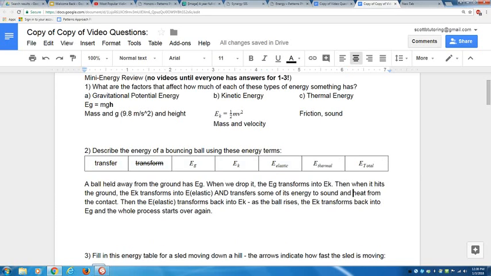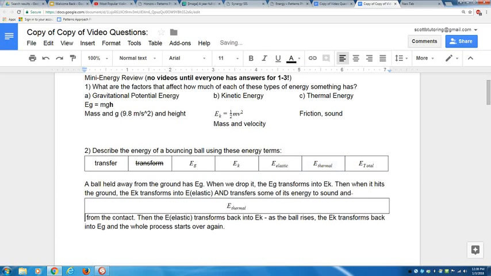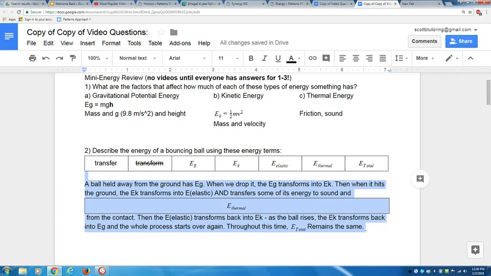So I'm going to change this heat into sound and E thermal so that I use my term, right? It always helps to use the proper term. And we haven't used E total. So throughout this time, E total remains the same. But that's the idea there. That's the sentences that you're looking for. There's a lot of variations on the way that you could phrase this, but this is the general idea.